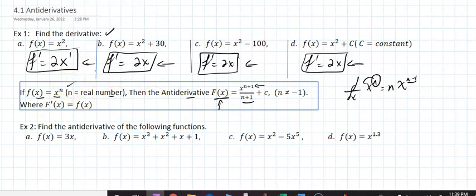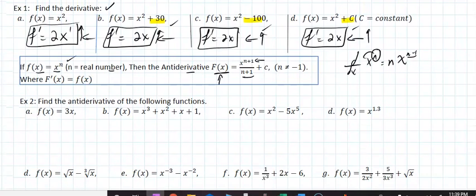The issue comes up with, we do not know when we reverse a derivative, whether there was a 30, negative 100, or any constant. So we always assume there was a constant, and if it's 0, we say, well, let the constant be 0 then. Find the antiderivative of the following functions.